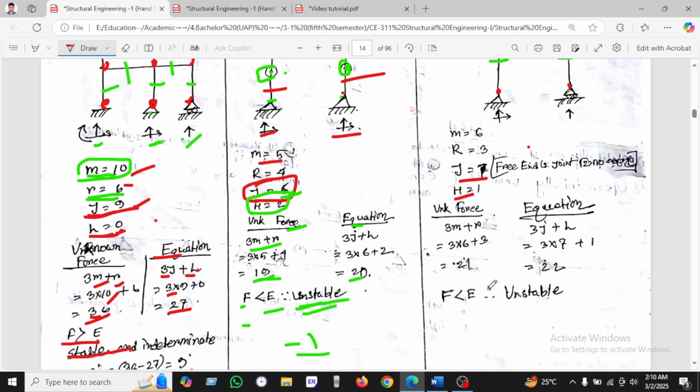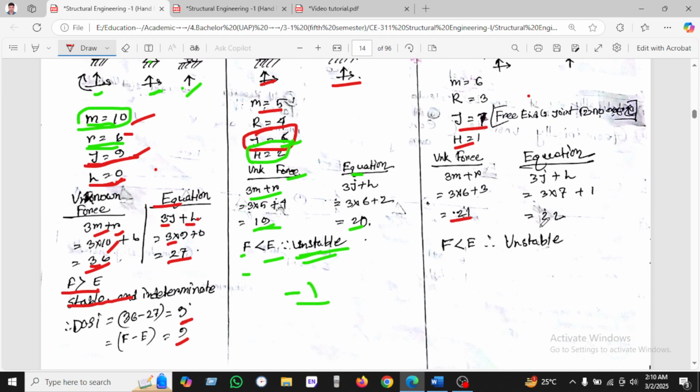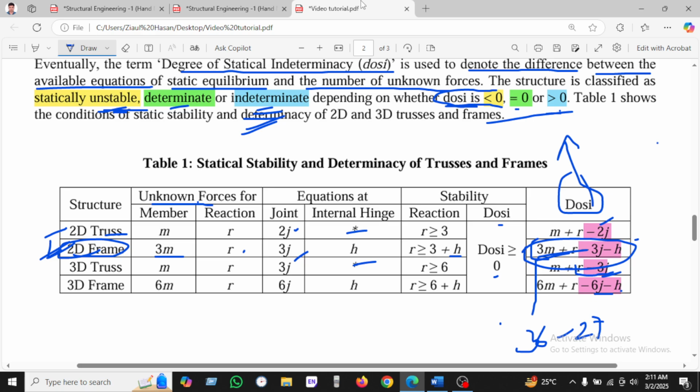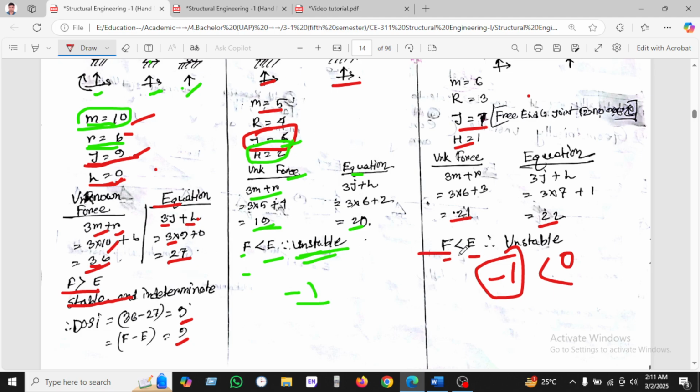So we calculated here and found 21 is the force, and equation is 22. So 21 minus 22, you can see is minus 1, or force is less than equation. So that's why unstable. Minus 1 is less than 0, as we compared with this value, then we find minus 1. Minus 1 is less than 0, that's why we will say unstable. Okay, or we can use this formula also.